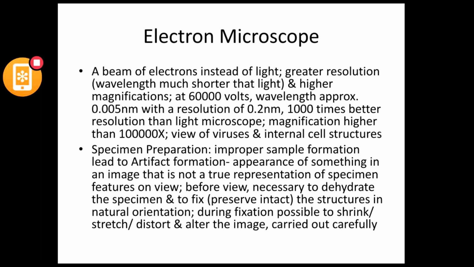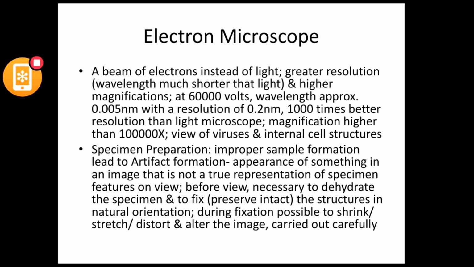While performing gram staining, sometimes if we keep the primary stain, that is crystal violet, for a long time, what will happen? Some portion of the slide will be stained in such a way that when we observe under the microscope, we feel that there is something on the slide, but we cannot differentiate it. It will actually be the stain on the slide, a mark of the stain, but we feel that it is some bacterial cell or something like that. So this is artifact formation, which means appearance of something in an image that is not a true representation of specimen features on view.